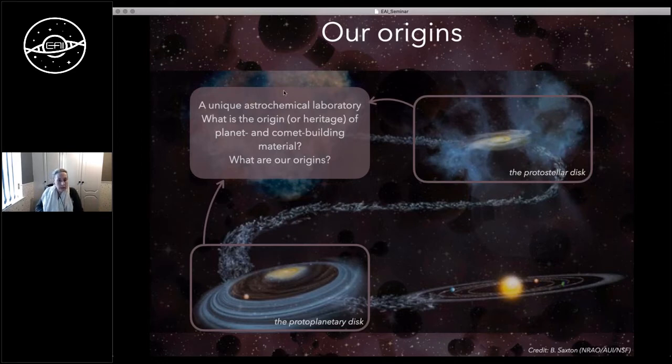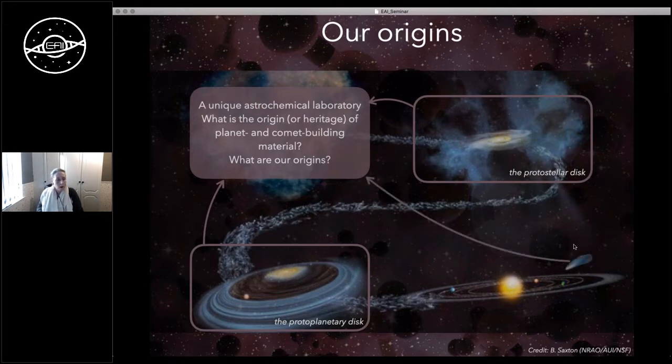So these environments are really unique astrochemical laboratories. They will inherit to some degree the molecules and volatiles that have been formed in the molecular cloud, but their own unique physics and chemistry may also modify that material. And so this trail that you see in the background is really thinking about that trail from the molecular cloud material through the protostellar disk into the protoplanetary disk, and then finally into the planets and other objects that we have in the solar system, such as comets.